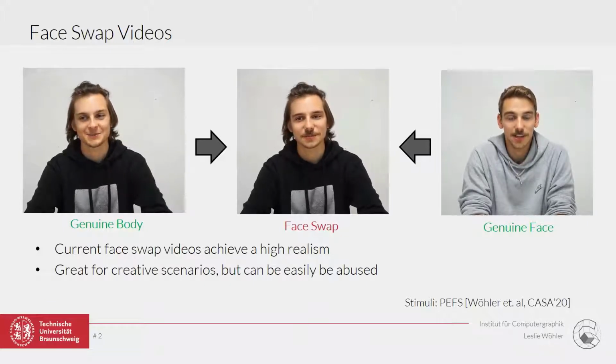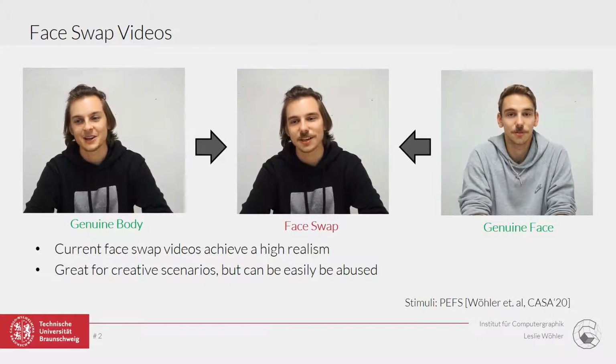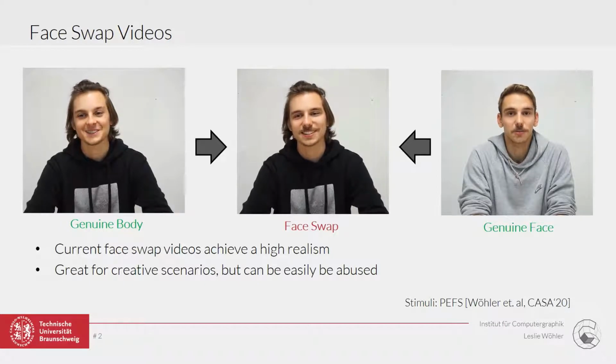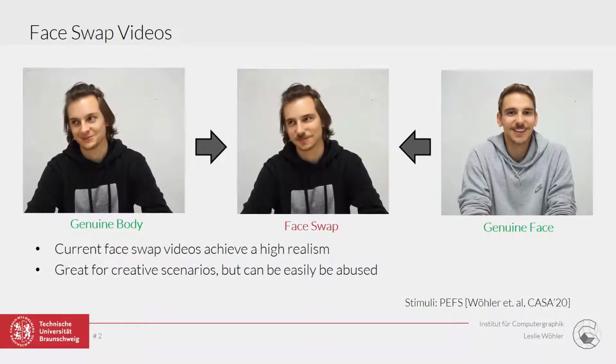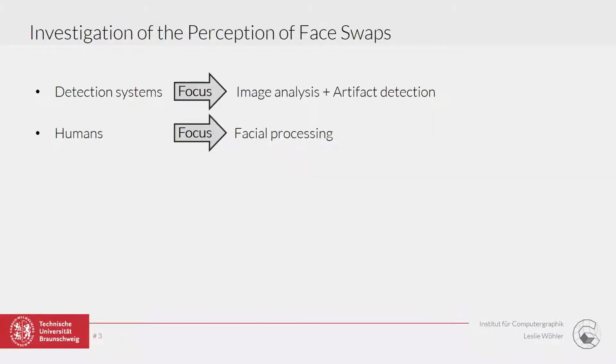This offers great possibilities for creative scenarios, but also leads to problematic situations where face swaps are used as a tool to create defamatory video material. Therefore, the detection of face swap videos is an important topic. Current methods to detect face swaps are based on image analysis systems and rely on the detection of specific artifacts. Different from these methods, humans are inherently very sensitive to faces and excel at facial recognition tasks.